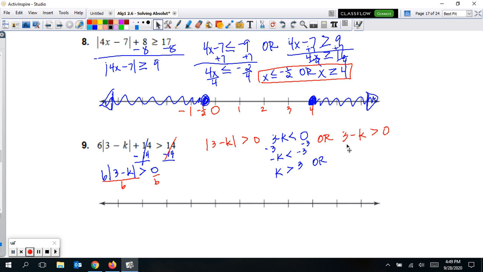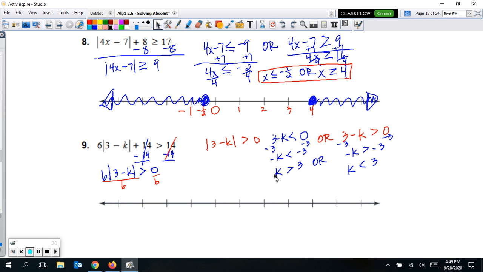Do the same thing on this one. Subtract 3 first. And so I'll have a negative k is greater than negative 3. And I'll do the same thing. I'll change all of the signs because I'll be basically multiplying everything there by negative. So now positive k is greater than positive 3.